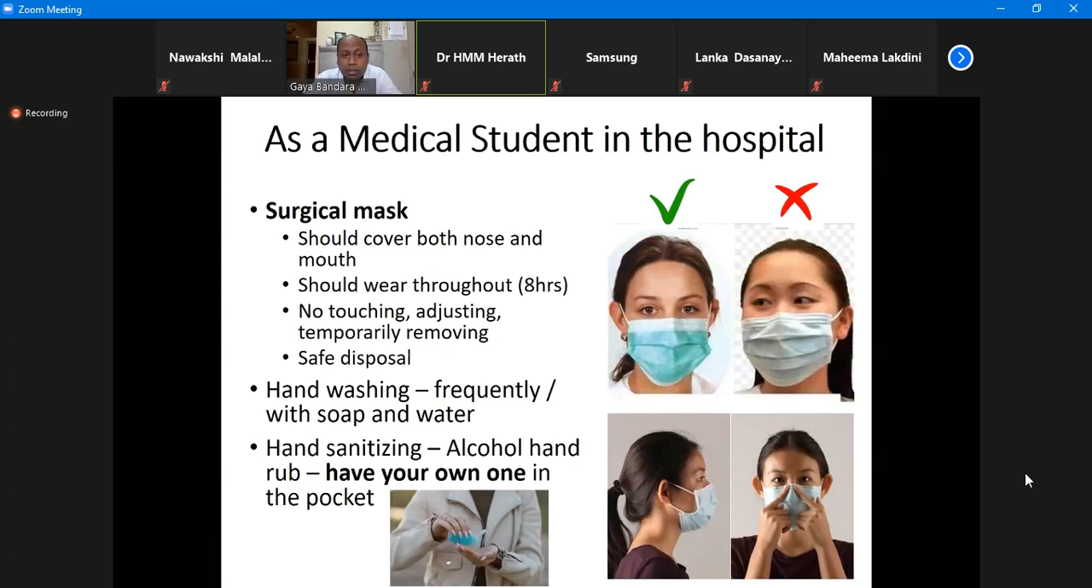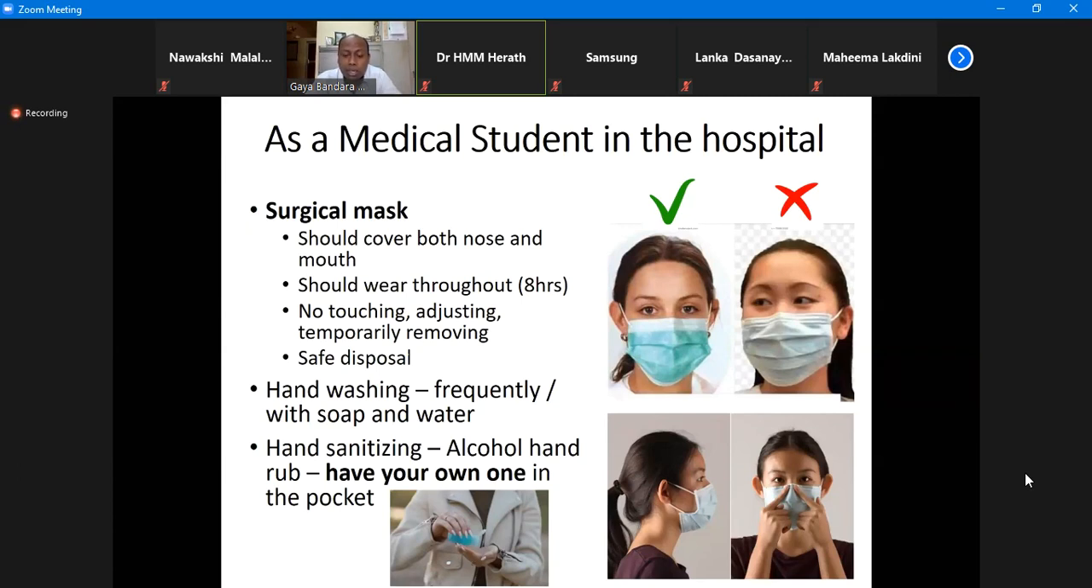Then the second scenario, a medical student who will be going to the hospital to see the patients and to do the clinicals. In this case, you have to have better protection, so you must wear a surgical mask. The surgical mask, you have to wear it the proper way.